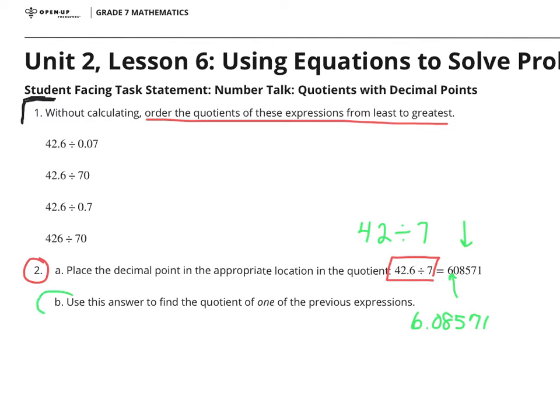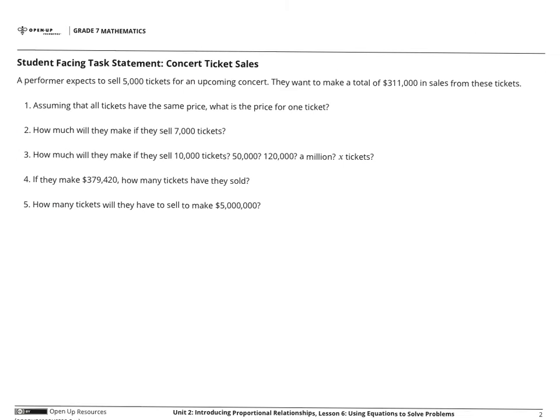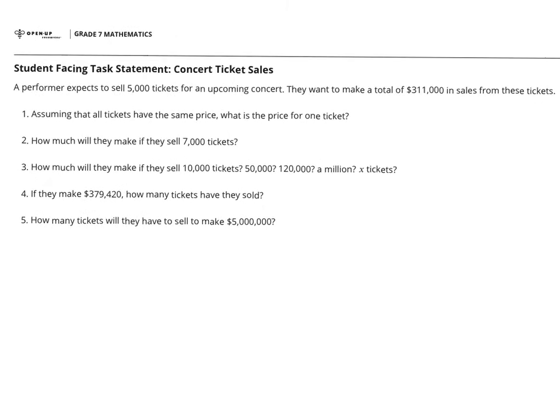And then it says use this answer to find the quotient of one of the previous expressions. So use that answer. Can you figure out one of these? Where would the decimal go? We know the digits will be those digits. Can you figure out where the decimal will go? Good warm-up today.